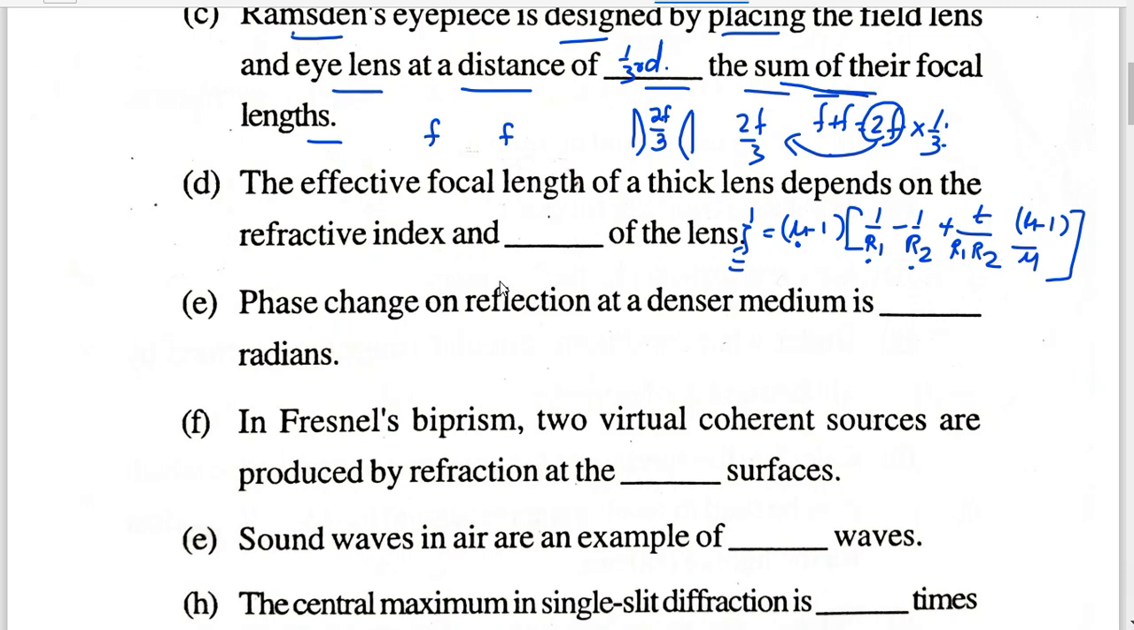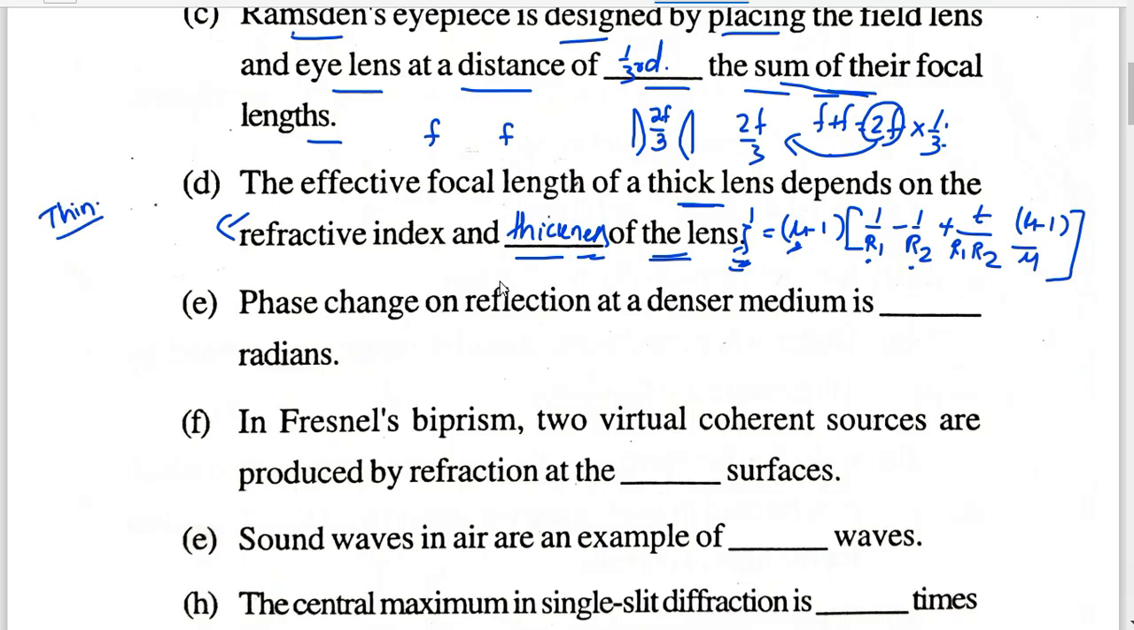So in the question, the effective focal length of a thick lens depends on the refractive index. Definitely the focal length depends on refractive index mu and dash of the lens, and that is the thickness of the lens. Also it depends on the radius of curvature of the two surfaces of the lens. That will be another answer, but as it is given dash of the lens in the question, it will be thickness of the lens. And for a thick lens, what will be the formula modified from the thin lens?